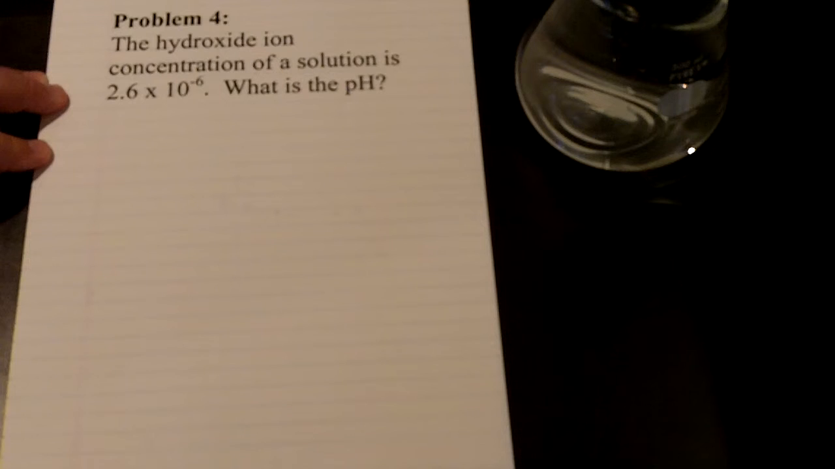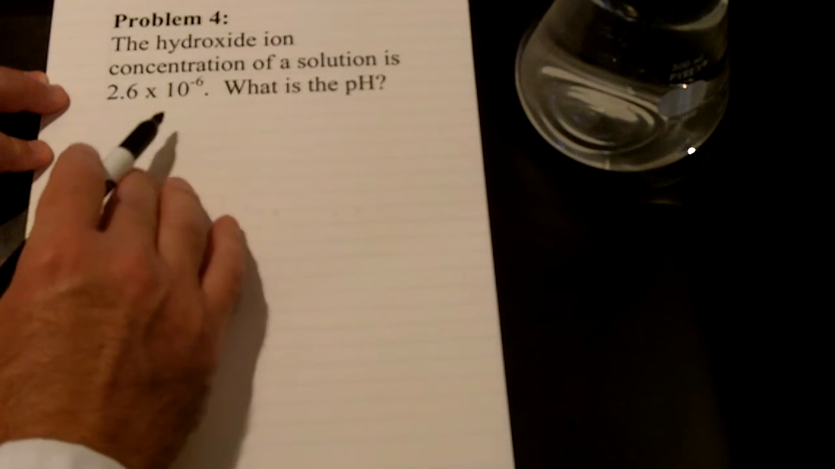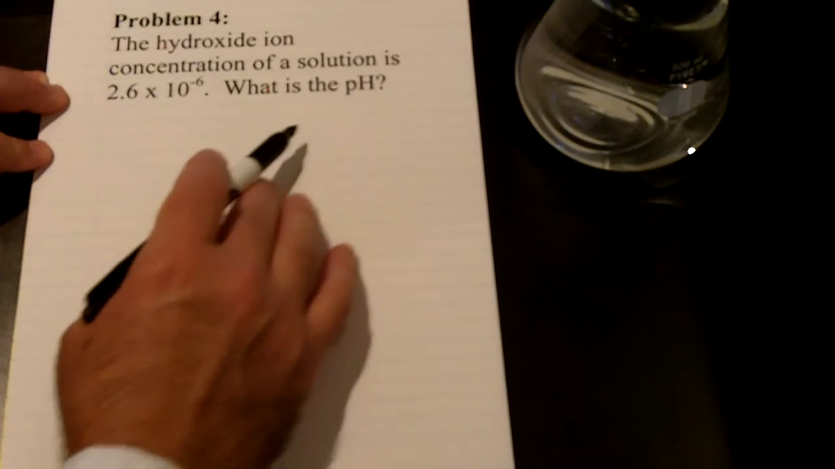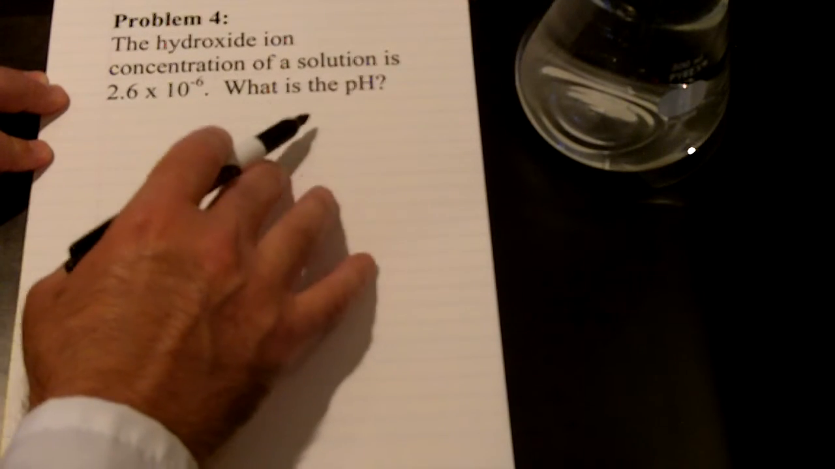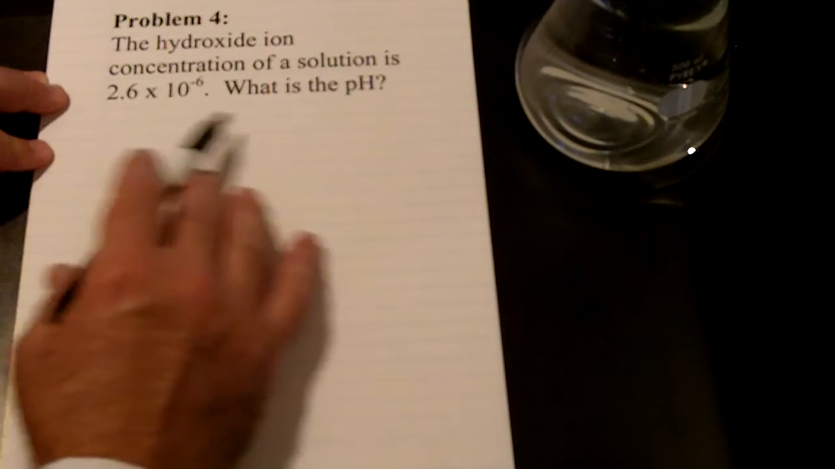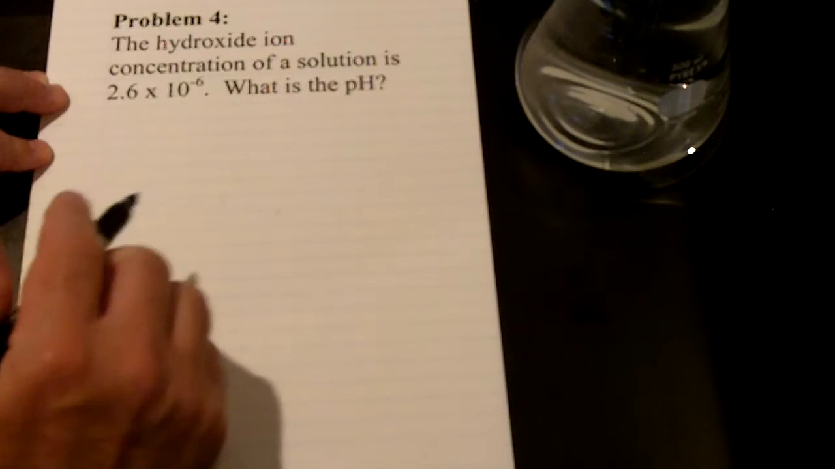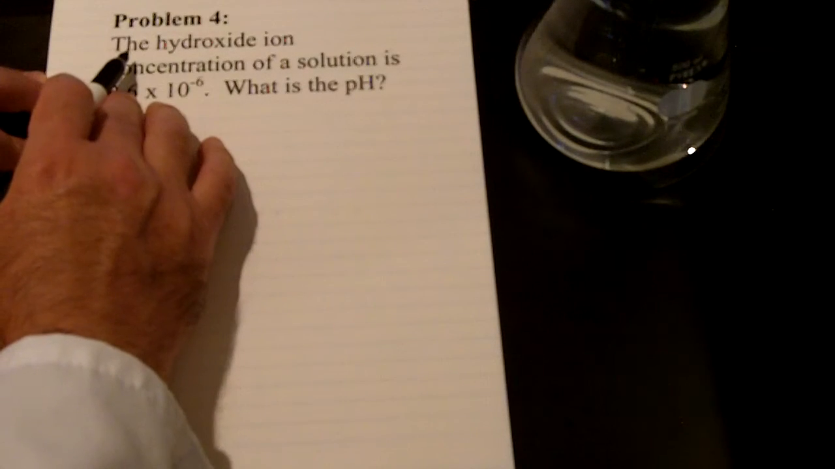All right, on the last video podcast, we looked at the relationship between pH and pOH and the hydrogen ion concentration and the hydroxide ion concentration. We want to continue that on problem number 4, but this is going to be a little bit more complicated. It's not difficult at all as long as we keep pH and pOH kind of separated in our minds. Let's take a look at what we've got here.